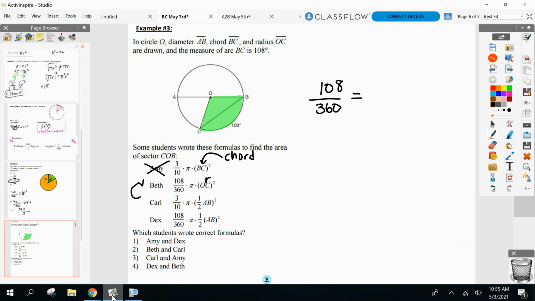Let's keep going. So he's got the right angle measure, right? Times pi times 1/2 the diameter, which is the radius, squared. So what's the deal there? Yes, correct. Carl is correct. So that means we know Dex is going to be wrong, but why? Why is Dex going to be wrong?